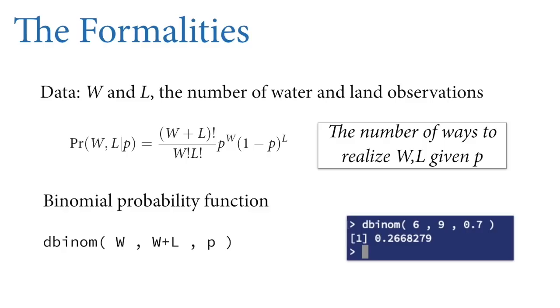The data are the things we observe. The observed variables are called data, and I'm going to denote these as capital W and capital L. Capital W is the count of the number of water samples we've gotten, and capital L is the count of the number of land samples. What we want is an expression for the number of ways to realize these two numbers, W and L, given some explanation, little p, where little p is the proportion of water on the globe.